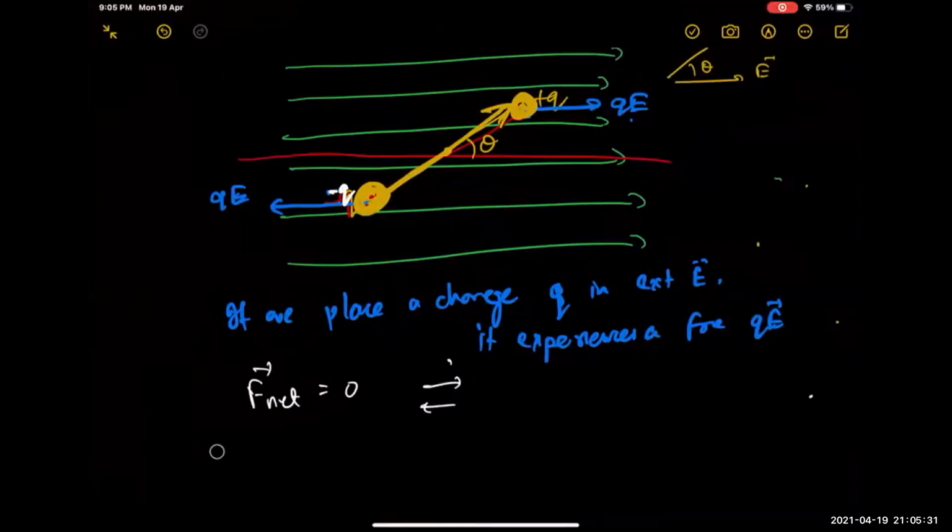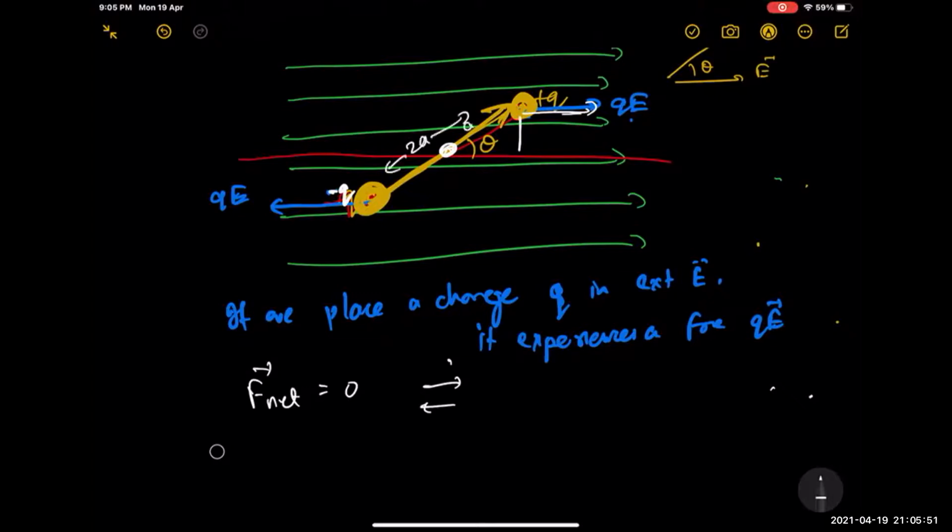The next thing which we write is the torque on the dipole. If you take this as the center, the torque is the force into the perpendicular distance of the application. The total distance is 2a, then this half distance is a, and this distance is a cos theta, and this distance is a sin theta. So the perpendicular distance is a sin theta.